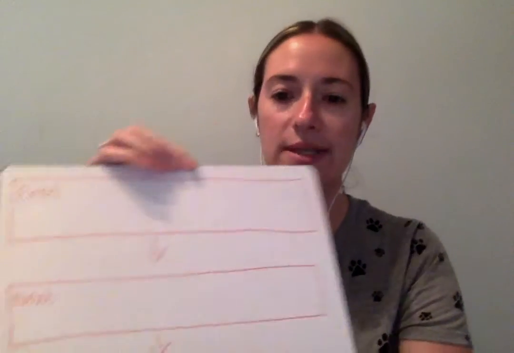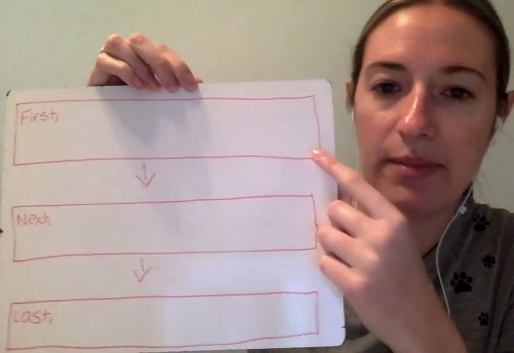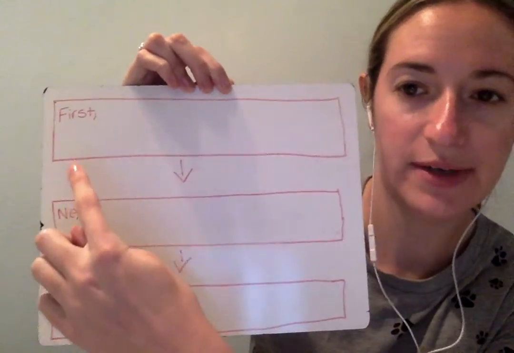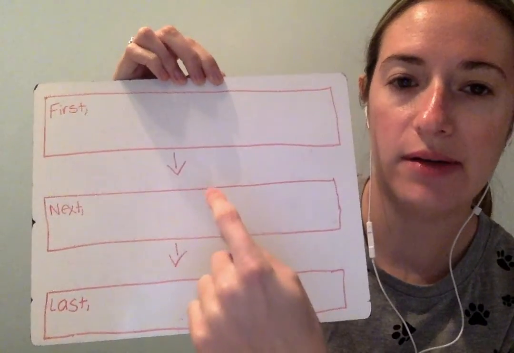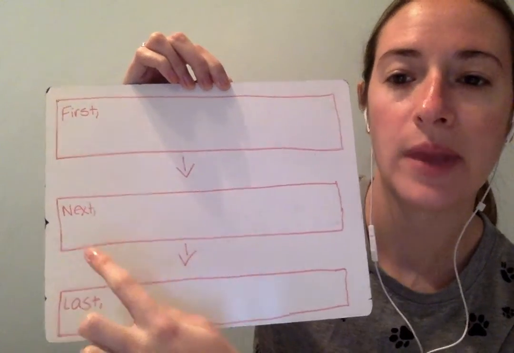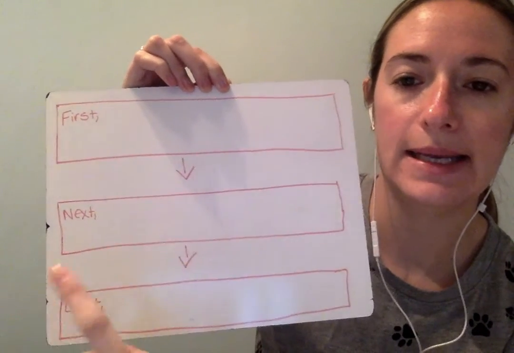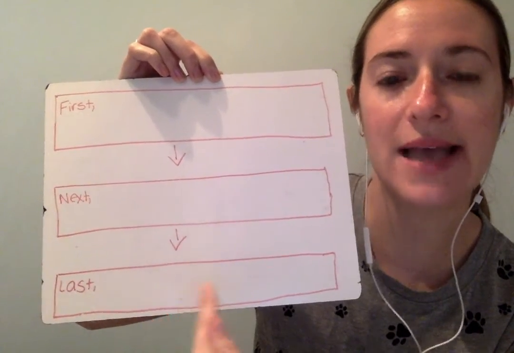And we can use a flowchart to show the order of important events. So here I have my flowchart that I like to use for sequence of events. So I start with my first box and it says first, and I would write about it. Then the arrow goes down to tell me that that's the next box I go to. And it says next. And then the next arrow points to the last box and it says last.